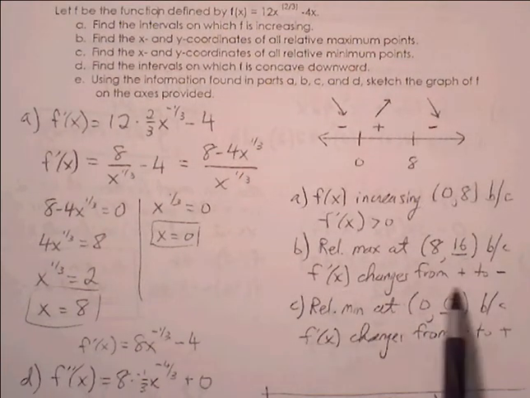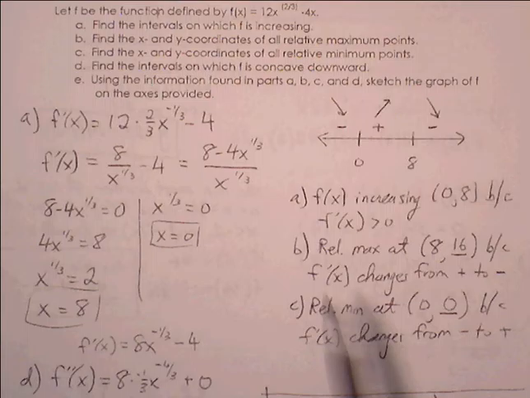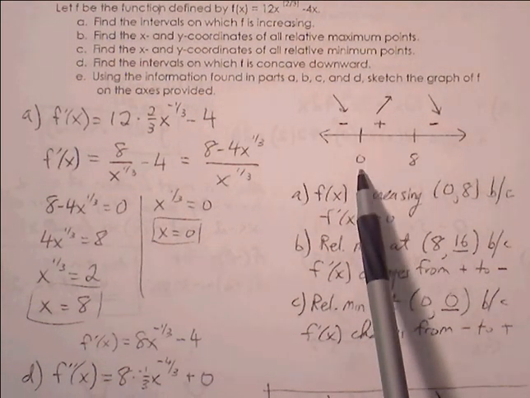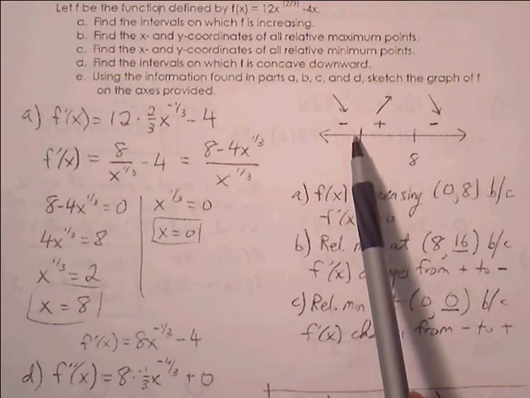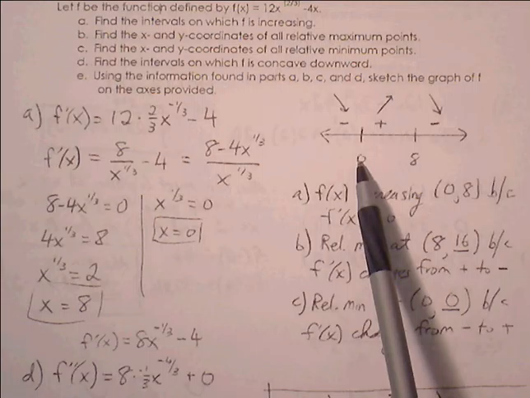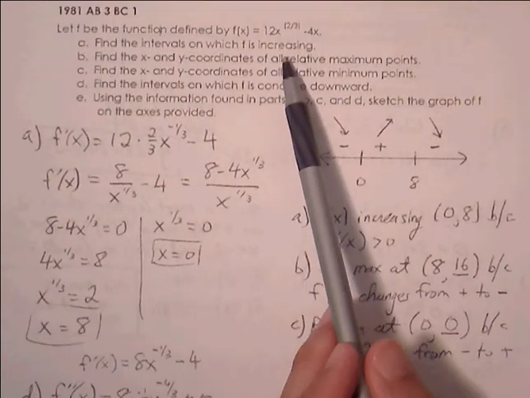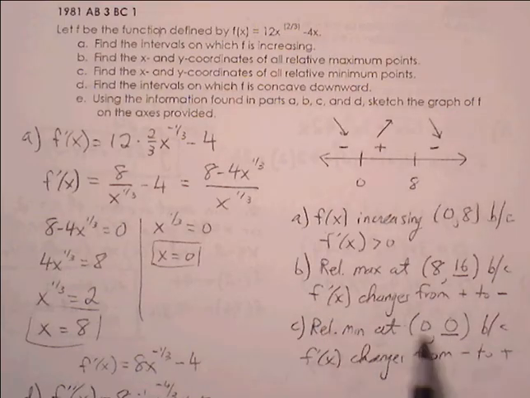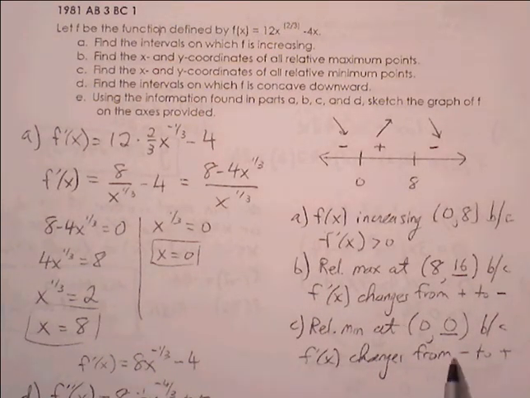So f prime changing from positive to negative. Relative minimum, that's part C. Relative minimum is at x equals 0 because slope changes from negative to positive. And if we want to find the y value, we can plug the 0 back into the original function. So 12 times 0 minus 4 times 0, so 0 minus 0, which is 0. So that's where the relative minimum occurs, at 0, 0, at the origin.